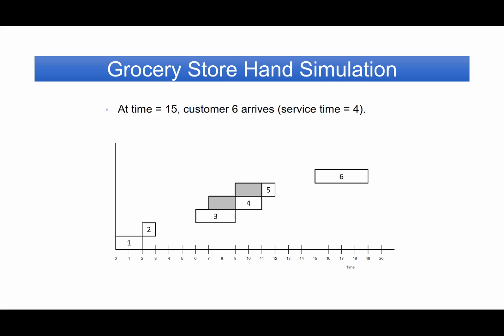The last customer, number 6, came in at time 15. Note that in this case, the customer came and there was nobody waiting in line ahead of him or her. However, the server had to wait idle from when customer 5 left until customer 6 arrived.